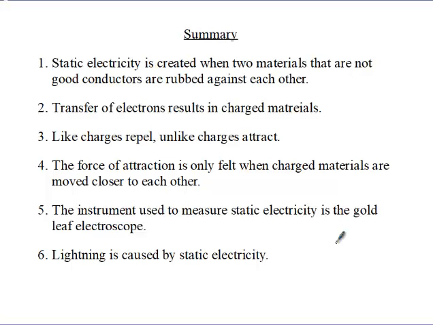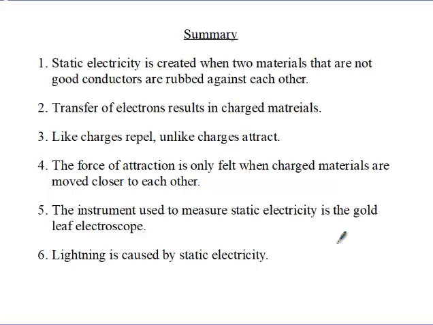The fifth point is that the instrument used to measure static electricity is what we call the gold leaf electroscope. We saw that it can perform three main functions. 1. Detecting if a material is charged or not. 2. It can also be used to charge, or we can use certain materials to charge the gold leaf electroscope. And then thirdly, we can use it to distinguish between a conductor, a good conductor, a poor conductor, and an insulator.